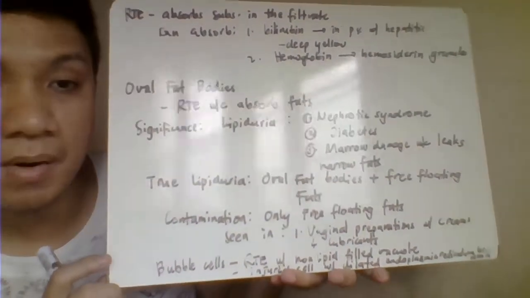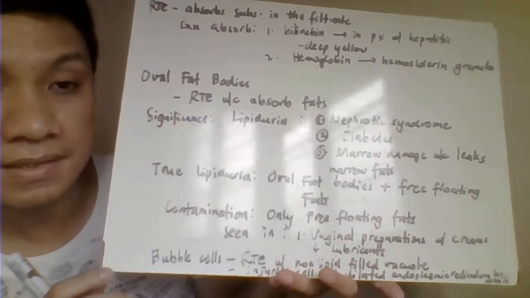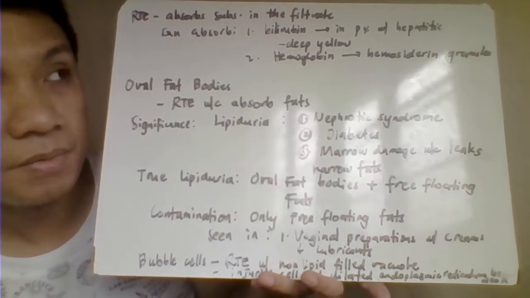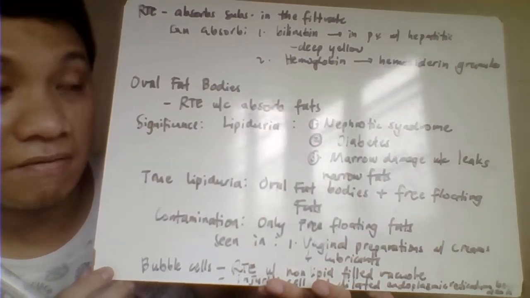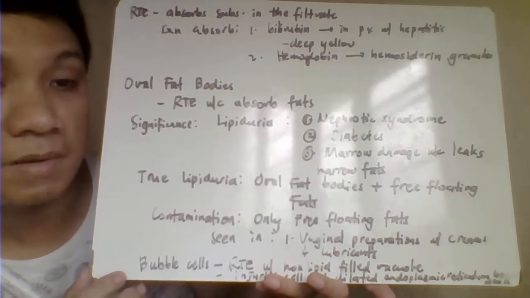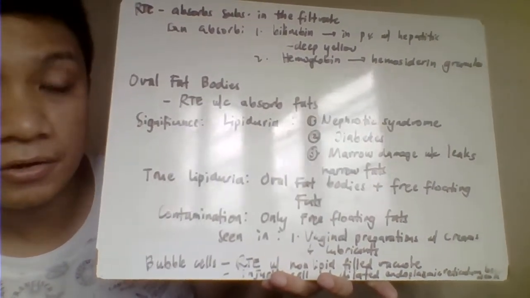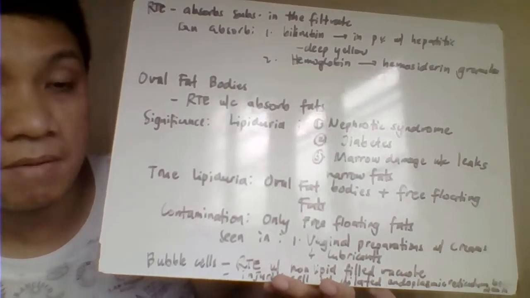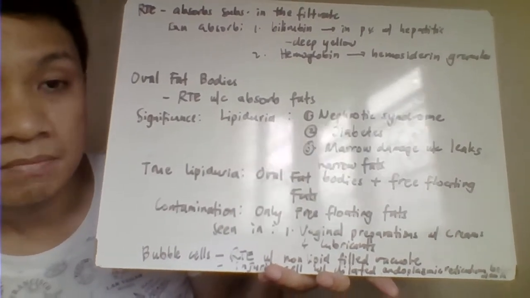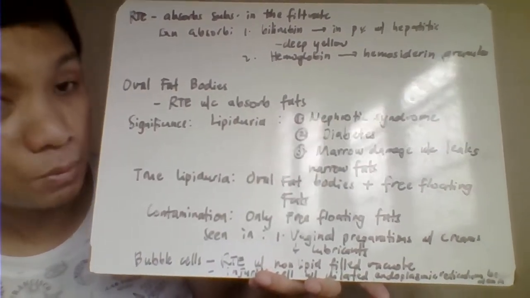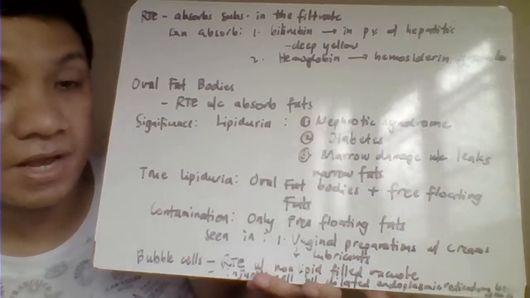Okay, then we have also here the property of your renal tubular epithelial tissue. It can absorb different substances found in our filtrate. It can absorb your bilirubin. So those are patients having the liver problem, it could absorb the bilirubin, and that will appear to be deep yellow in color. Another one, it could also absorb the hemoglobin found in patients with hemoglobinuria, which eventually becomes hemosiderin granules, and that could be identified by your Prussian blue, appearing blue in color if you stain that one. Another one, the RTE can also absorb your fats.